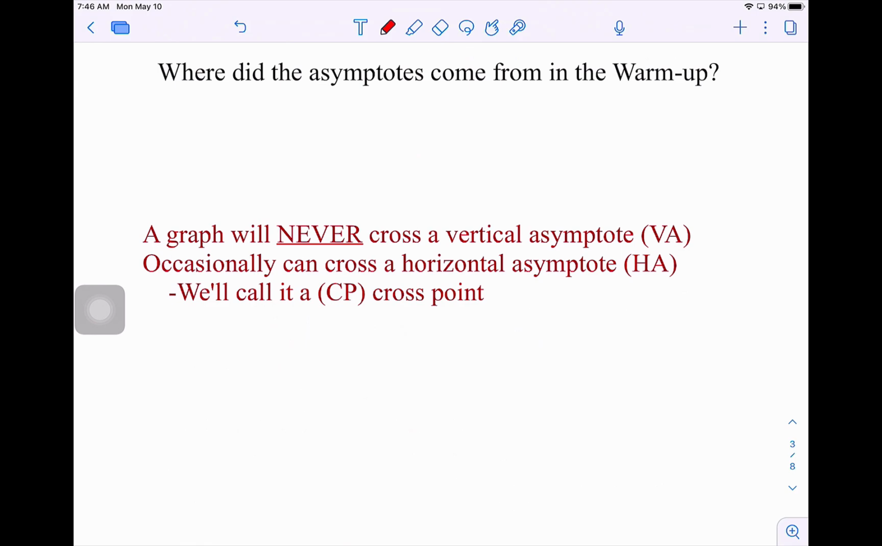It is possible that you could cross a horizontal asymptote. It does happen, not very often. A horizontal asymptote is also called an end behavior asymptote. So as you move away toward the two ends of the graph, it acts like a normal asymptote. It won't cross. But kind of in the middle, it's possible that it could. Most of the time it's not going to, but it is possible. If it does, we call it a cross point. So just a little background information.